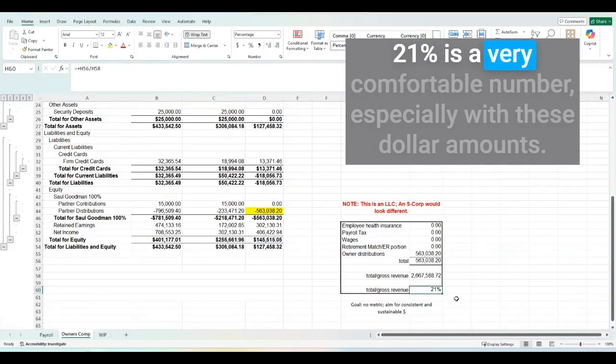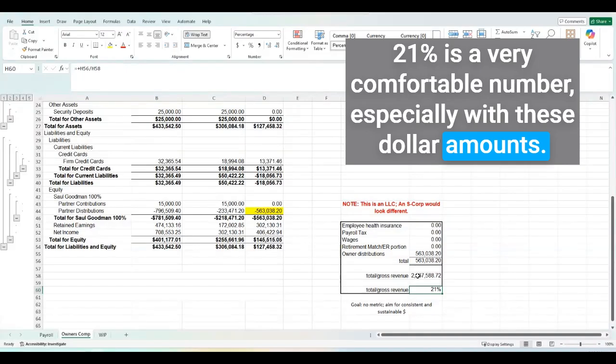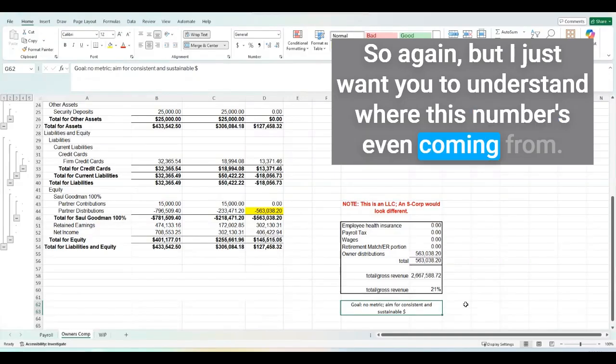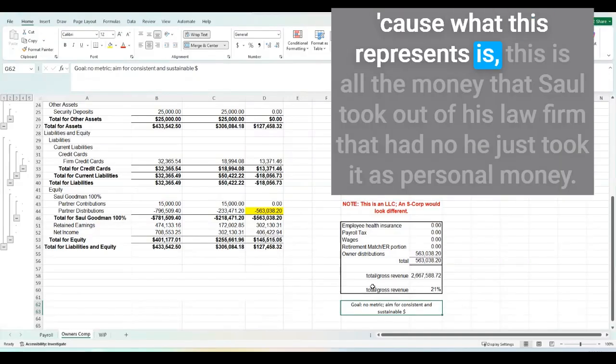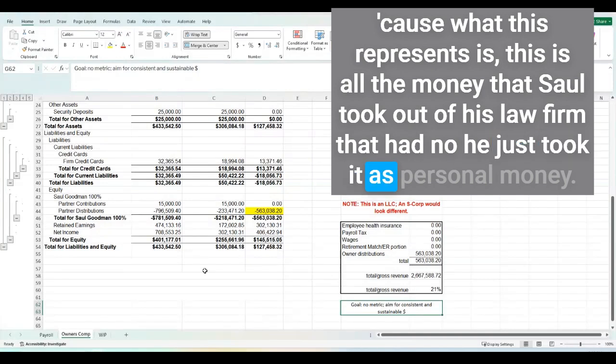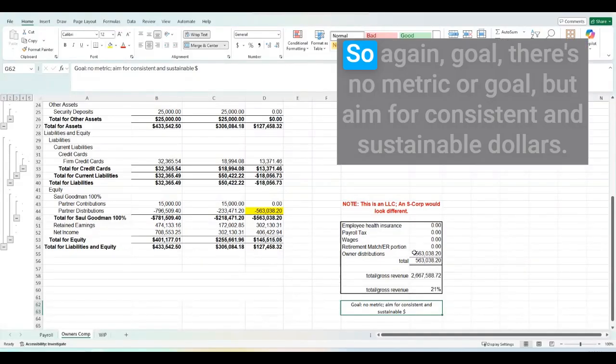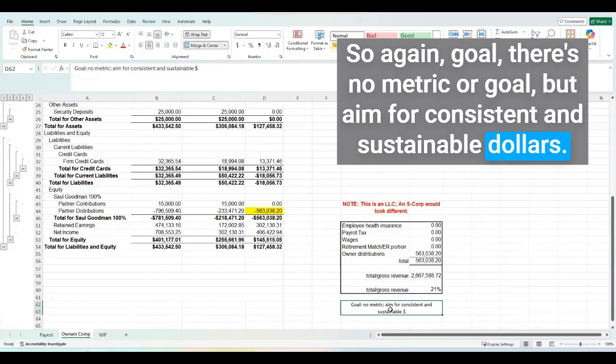21% is a very comfortable number, especially with these dollar amounts. But I just want you to understand where this number is coming from, because what this represents is all the money that Saul took out of his law firm as personal money. And that's his pay. That's his owner's compensation. So again, there's no metric or goal, but aim for consistent and sustainable dollars.